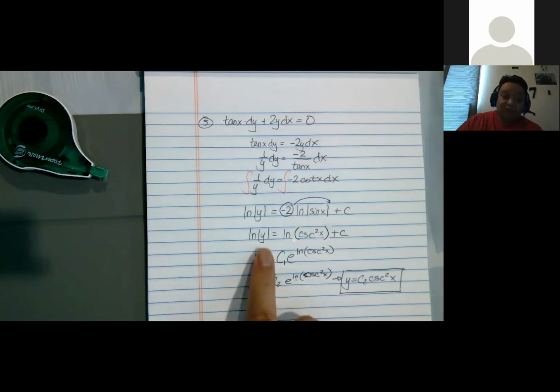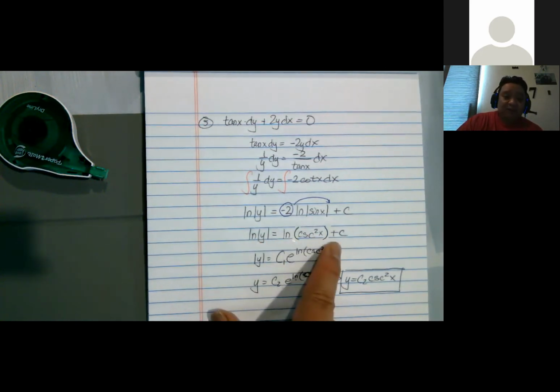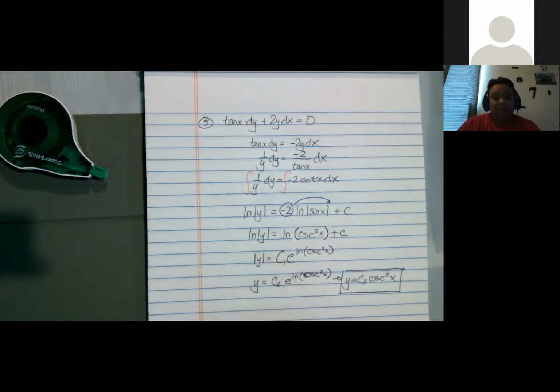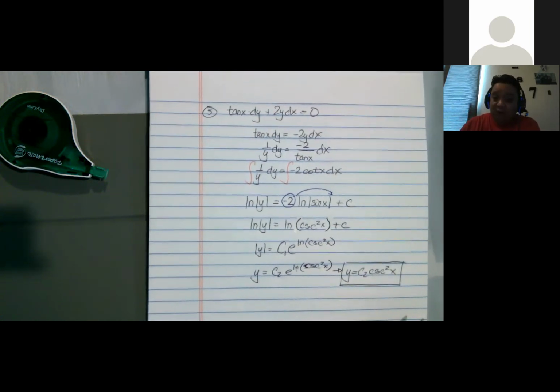So again, if there's only a single y on your final answer, you need to solve for that y. Pretty much almost always. If there's only one y.